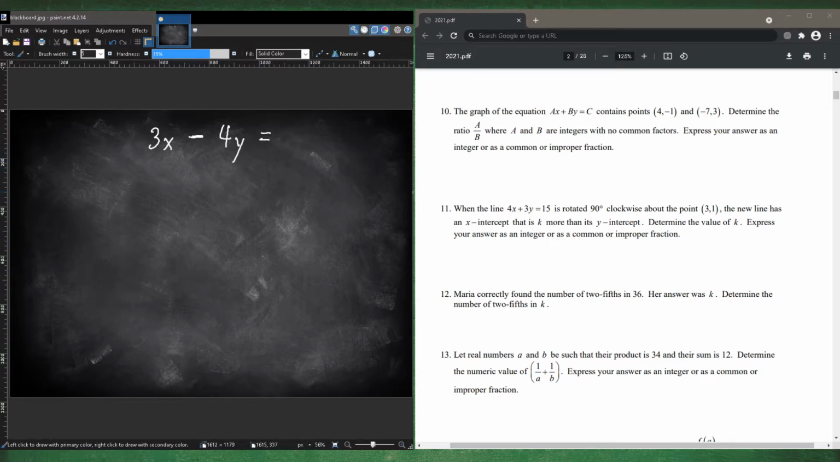And then to find the value that it's equal to, we need to plug in a point. So we know it has to go through the point (3, 1). So 3 times 3 is 9. 4 times 1 is 4. So 9 minus 4 is 5.